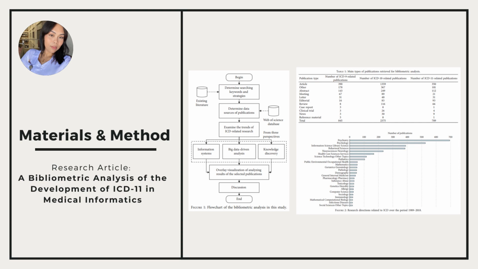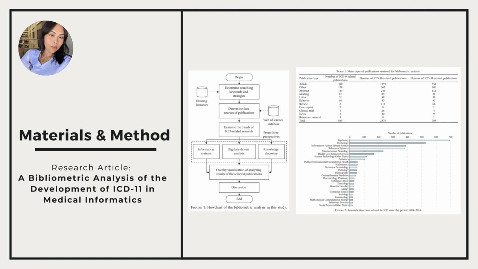There are 4 steps which the researchers followed. First, they determine the relevant keywords and conduct a search strategy to retrieve ICD-related research. Secondly, the Web of Science database is used to retrieve relevant publications. Third, the time trend analysis of ICD-related papers is performed, and lastly, the analysis results are visualized to form 3 perspectives.